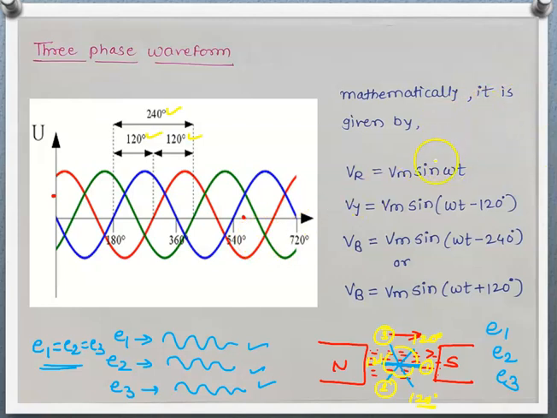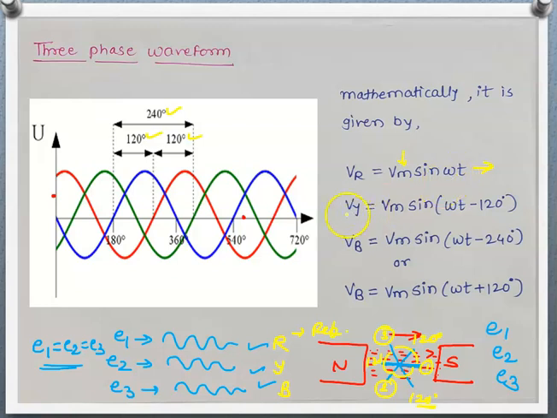Mathematically, we can represent it as follows. Suppose we name conductor 1 as R, conductor 2 as Y, and conductor 3 as B. R, Y, B, we have given names to them. Then, let R be the reference conductor. Then VR will be Vm sin omega t. In terms of a mathematical equation, we can represent that wave as VR equals Vm sin omega t, where Vm is the peak value of the EMF induced in it, and omega is the angular frequency.